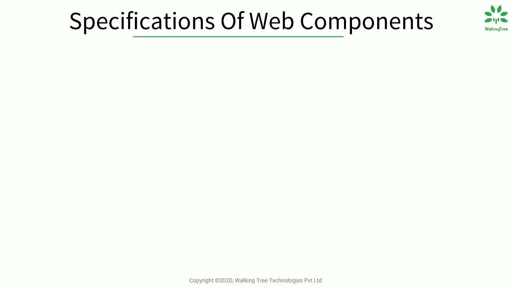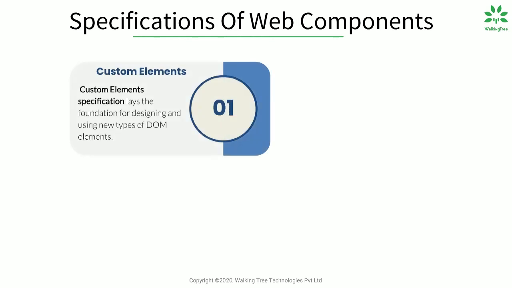Moving into the next one, when we're talking about web components, there are certain specifications that help us to build all these features. The first one is the custom element specification, which lays out the foundation for the design and use of a new type of DOM elements, the custom elements that we are going to create. This specification helps you to define a new HTML tag with all the HTML fragments and the related JavaScript business logic embedded inside a custom tag, which can be understood by the document and rendered.